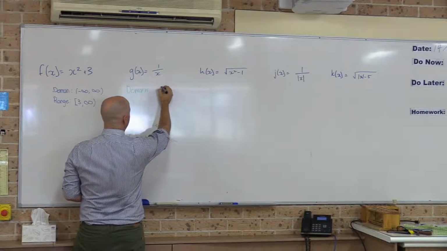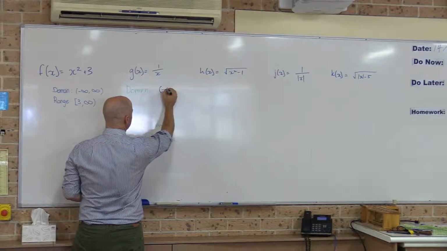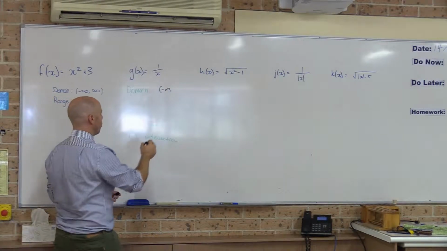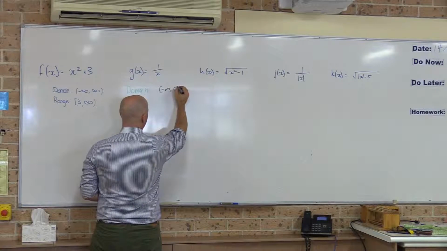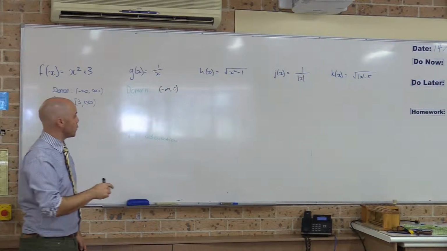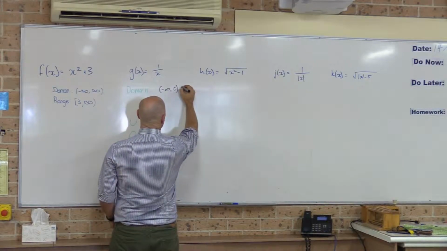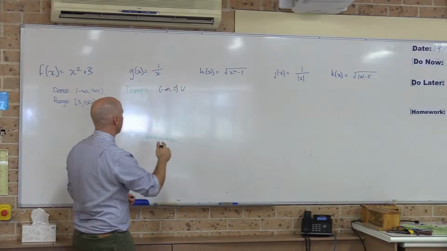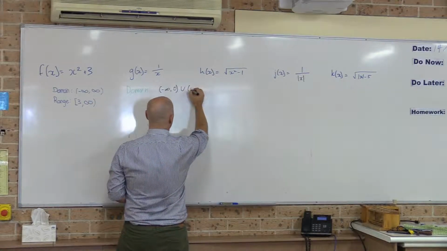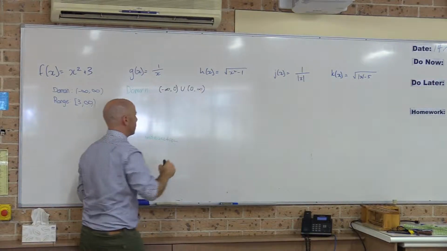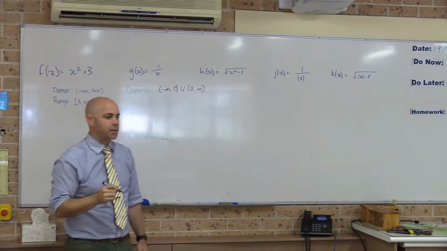So we'll say that at one level, it's negative infinity all the way up to 0, but not including 0. Remember, that's what the curved bracket means, not including. And that is a union with, put together with, again, from 0 all the way to positive infinity. And that's our domain.